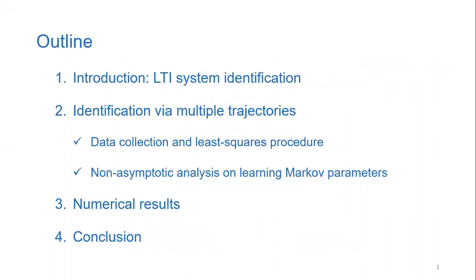Here is the outline of my talk. I will first give a short introduction on the identification of linear time-invariant systems. Then I will talk about system identification using multiple trajectories. In particular, I'll present data collection and the least squares procedure for our method. I will also present a non-asymptotic analysis on learning Markov parameters. Finally, I will present some numerical results to demonstrate the performance of our identification method. I will end my talk with some concluding remarks.